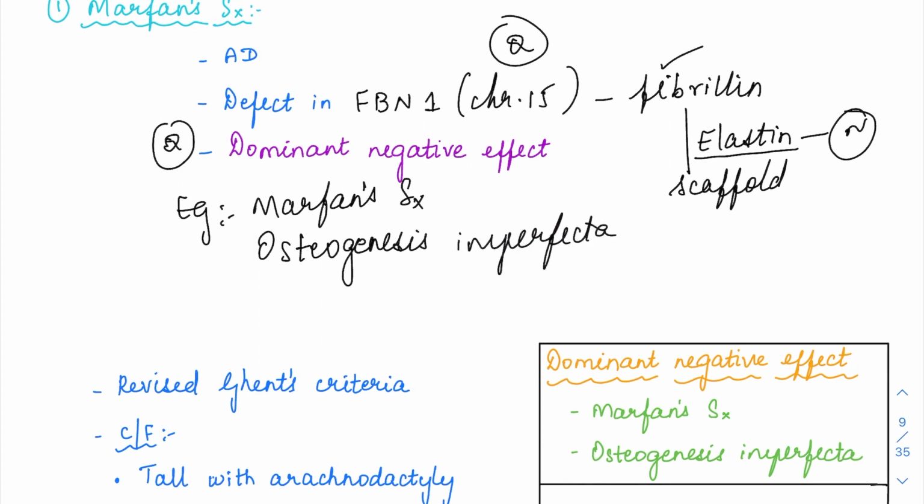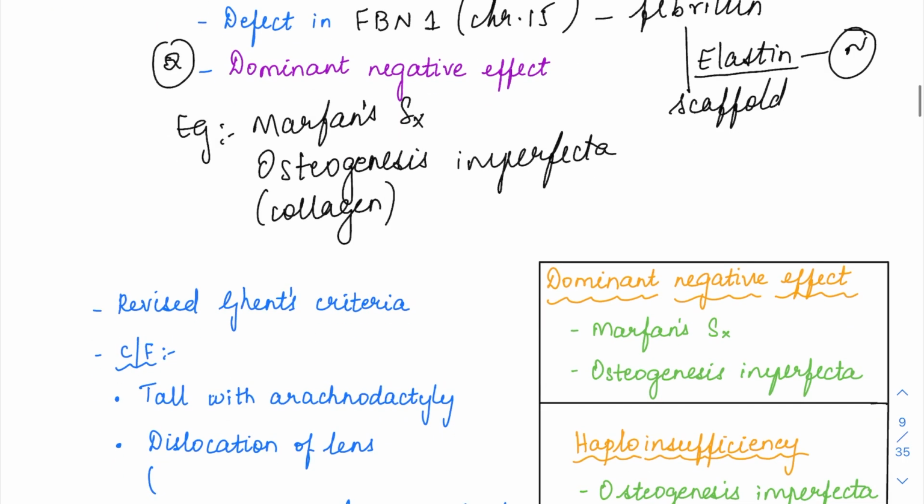So in osteogenesis imperfecta, it is the collagen which is usually defective. So collagen, we all know it is a triple helix, right? So a triple helix is going to be there. But if only one chain in the collagen is affected, still the helix cannot form. So for the helix to form, we need all three chains to be proper. So even if one chain is defective, the proper collagen is not going to be formed, resulting in osteogenesis imperfecta. So this again is an example of the dominant negative effect.